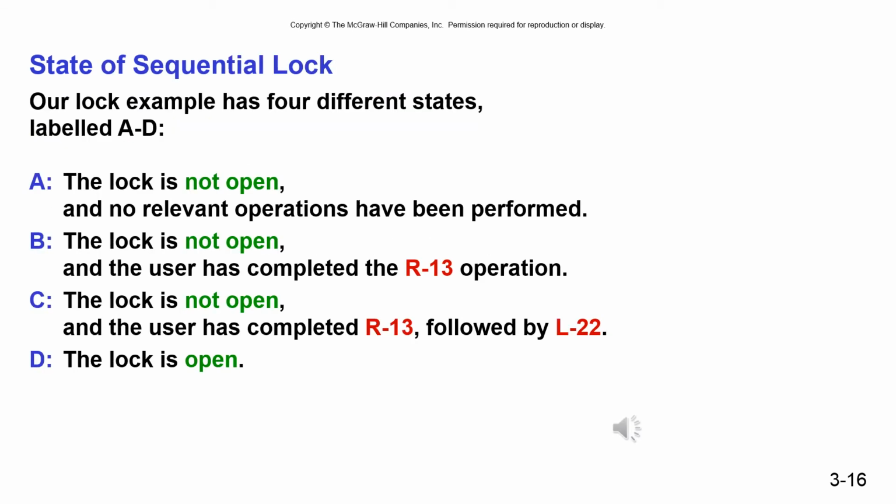So walking through the states of the sequential lock. A, the lock is not open and no relevant operations have been performed. B, the lock is not open and the user has completed the R13 operation, meaning clicked on 12 and then 13. C, the lock is not open and the user has completed R13 followed by L22. And then D, I can't remember what the last combination was, but the lock is open.